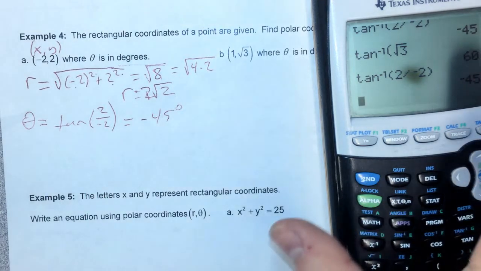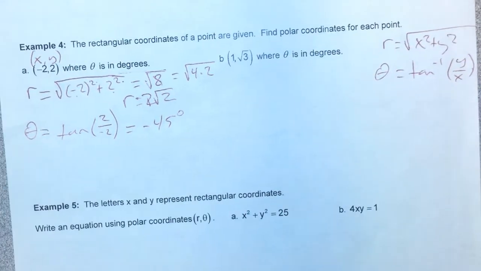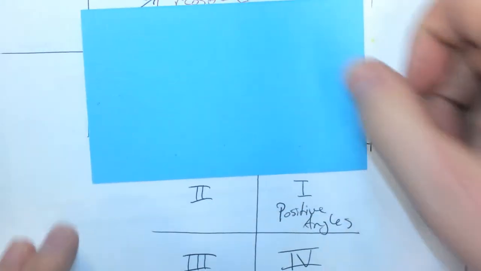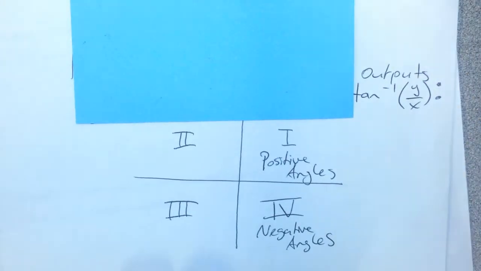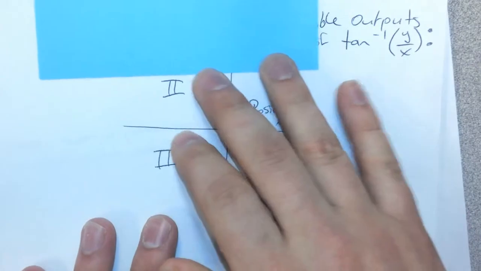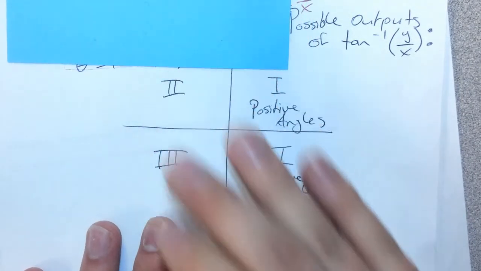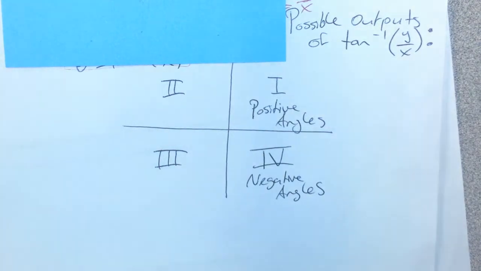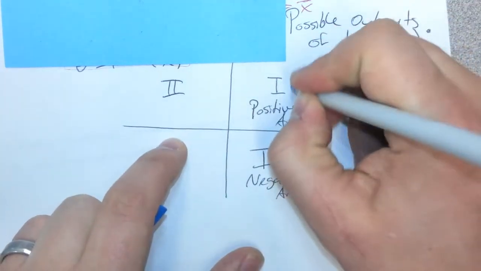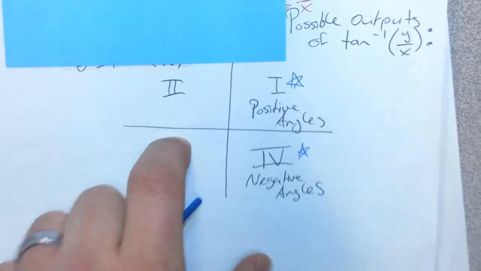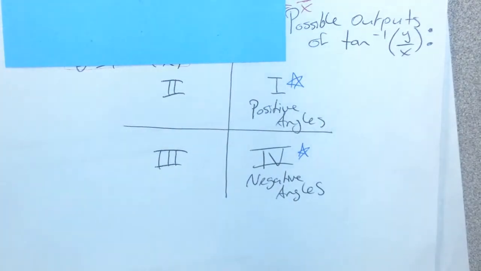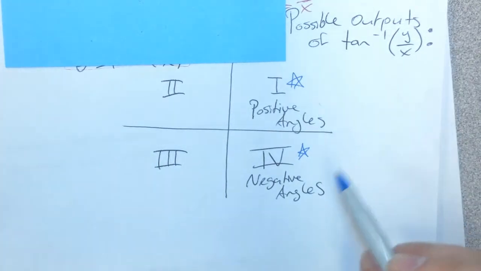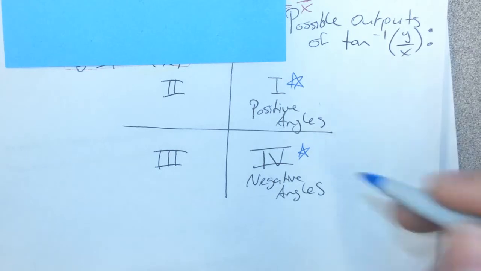Let's actually take a step back. Let's pause here for a second. Let's remember some stuff about tangent, or inverse tangent to be specific. Okay? There were some possible outputs of tangent. Really the only possible quadrants we can end up in when we were doing inverse tangent were the first quadrant and the fourth quadrant. Alright? I don't know if you guys remember that or not, but that's what happened. Okay? When you got a positive angle, it was in the first quadrant. When you got a negative angle, it was the fourth quadrant.